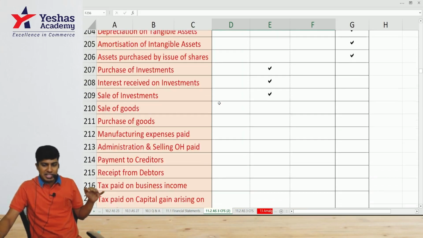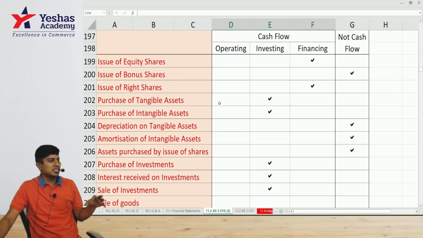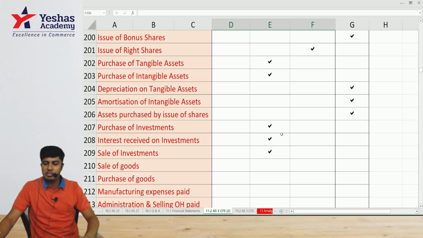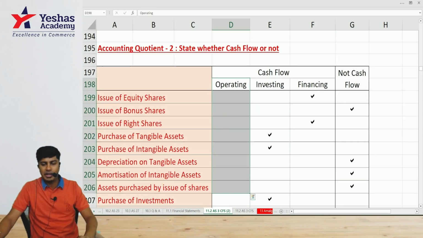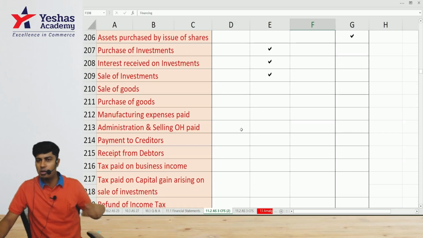See, our business is some other product. Our business is not money. Money is part of my business. Business is not about money. I have some product to sell. Then purchase of investments, sale of investments, everything is investing activity. Remember, first line is operating, second line is investing, third line is financing. Because when I scroll down, you will not be able to see it now.